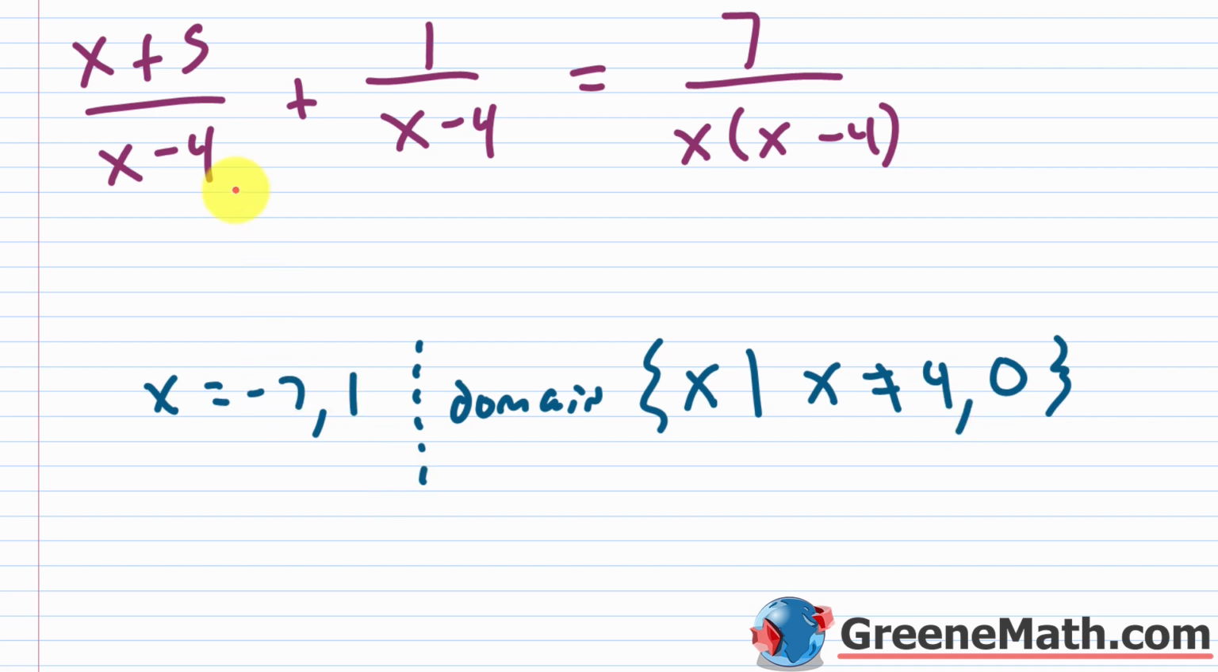So let's start with negative 7. So negative 7 plus 5 is negative 2. This would be over negative 7 minus 4, which is negative 11. So this is basically 2 over 11. And then plus, if you have 1 over, you would have negative 7 minus 4. That's going to be negative 11. Let me move this up into the numerator. So basically 2 minus 1 is 1, so this would be 1 over 11.